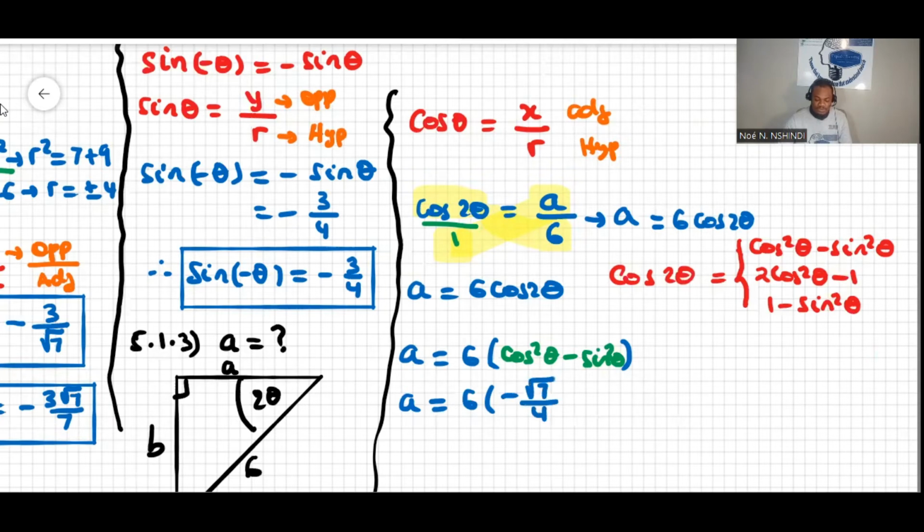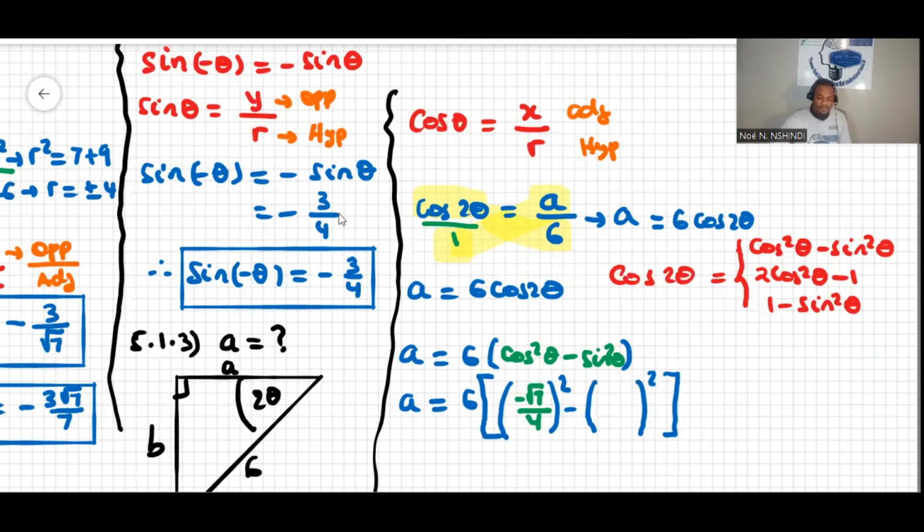Now that's to the power of 2. I need to write it properly. So I'm going to use square brackets here, to the power of 2. So I sub in the values of that, which makes negative root 7 over 4, minus sin squared theta. I sub in sin squared theta.